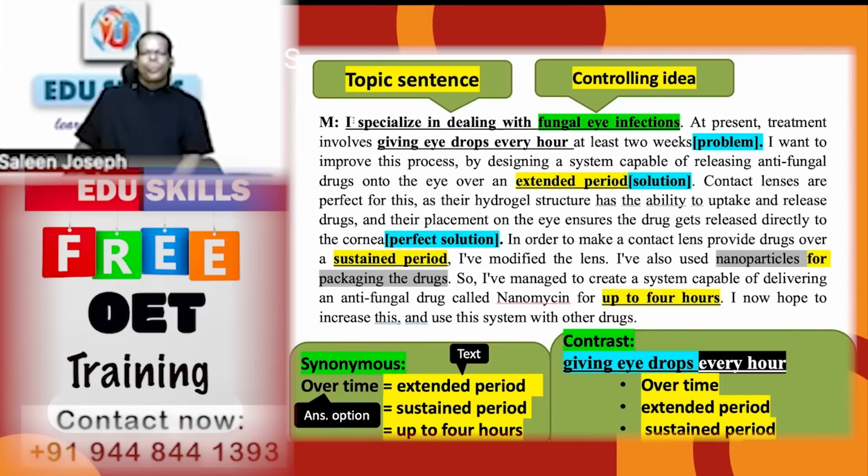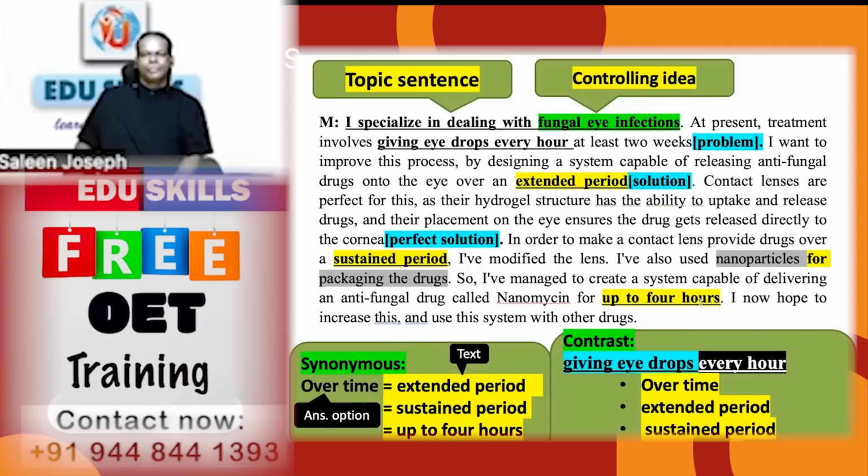See, controlling idea. This is a topic sentence: I specialize in dealing with fungal eye infections. That is the topic sentence, the main idea of this paragraph. Fungal eye infections is the controlling idea. That idea controls the whole paragraph. Now, giving eye drops every hour is the problem. Then you have the extended period solution, a perfect solution, sustained period up to 4 hours.